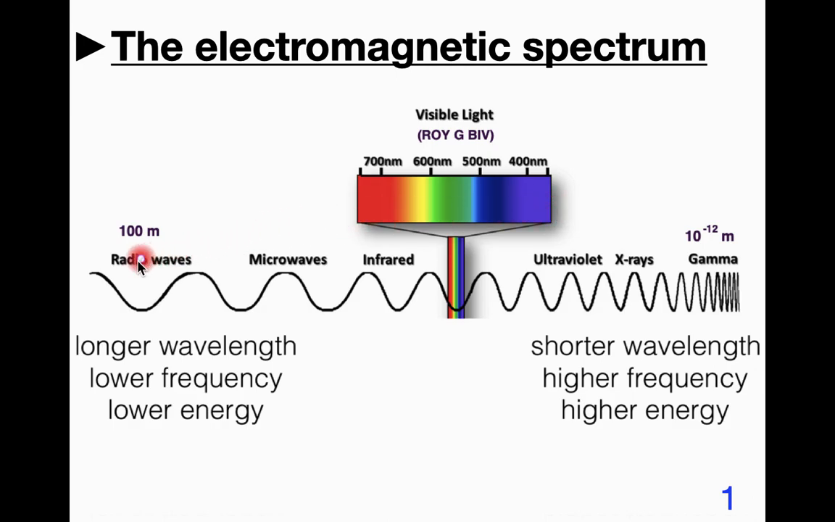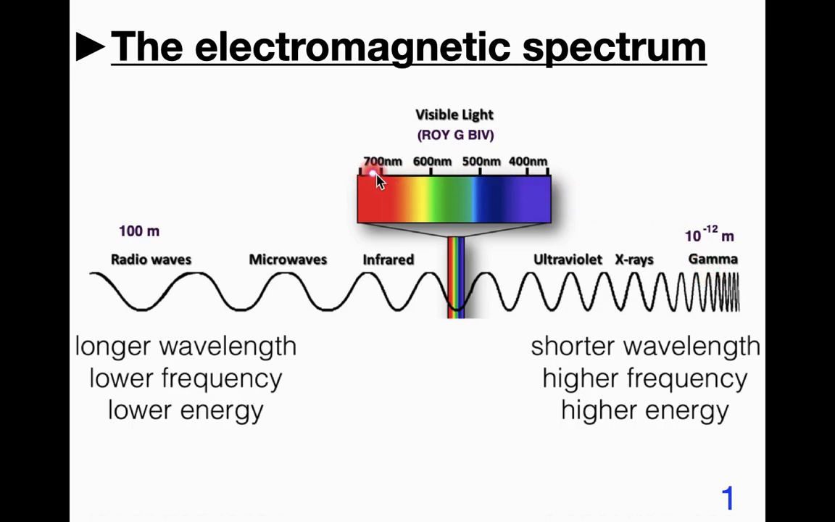So as you can see, as you go from radio waves, microwaves, infrared, then we would hit red light and go through all the colors of the rainbow. And when we get to violet, afterwards we get to ultraviolet, X-rays, gamma rays.